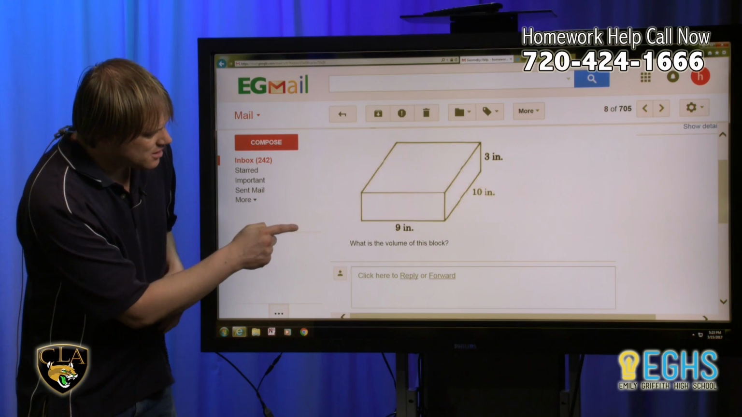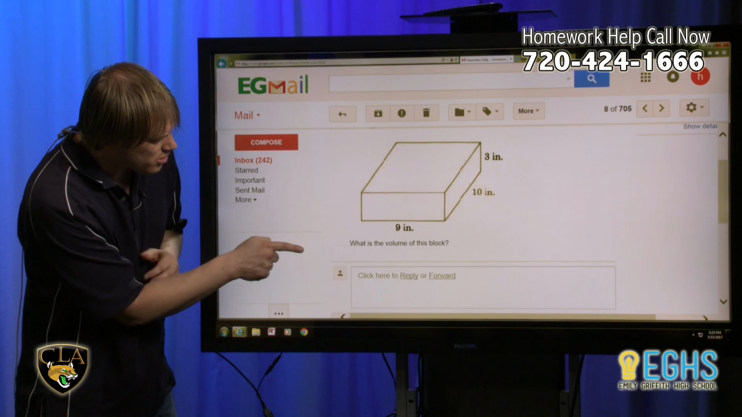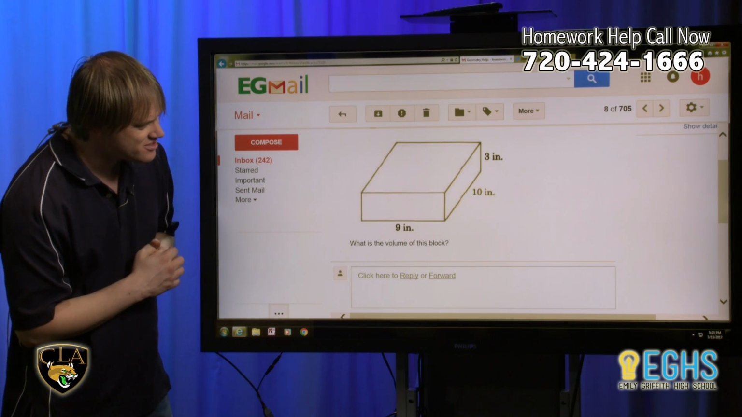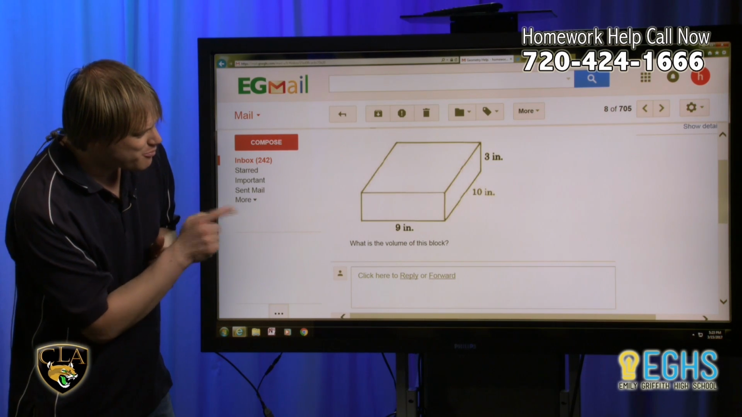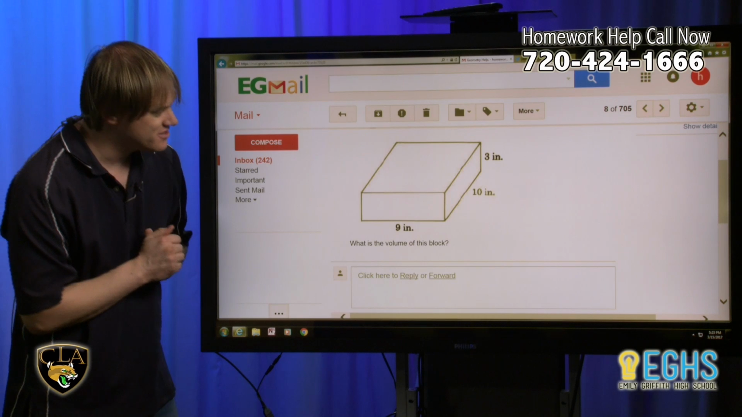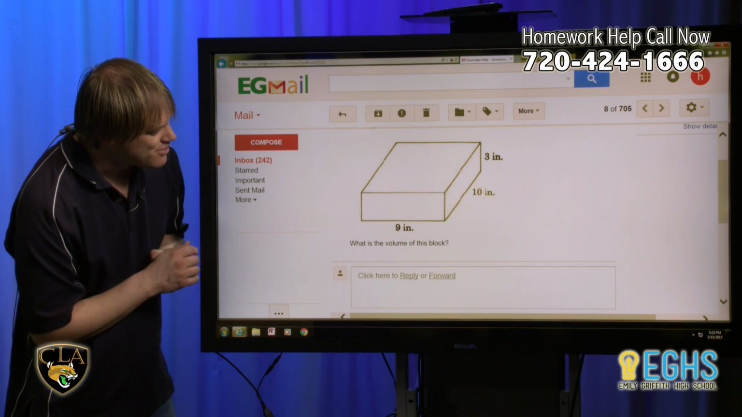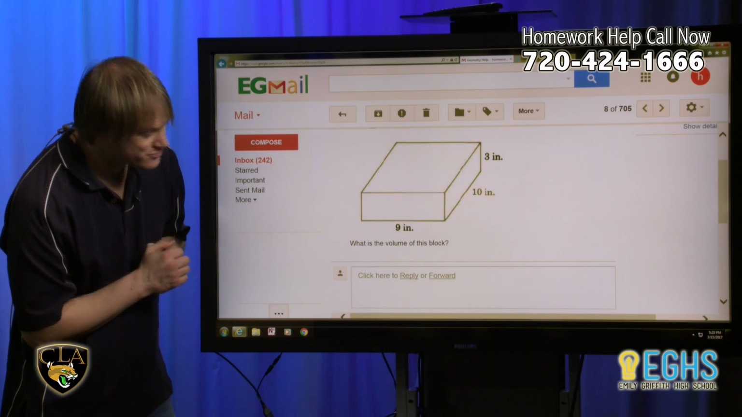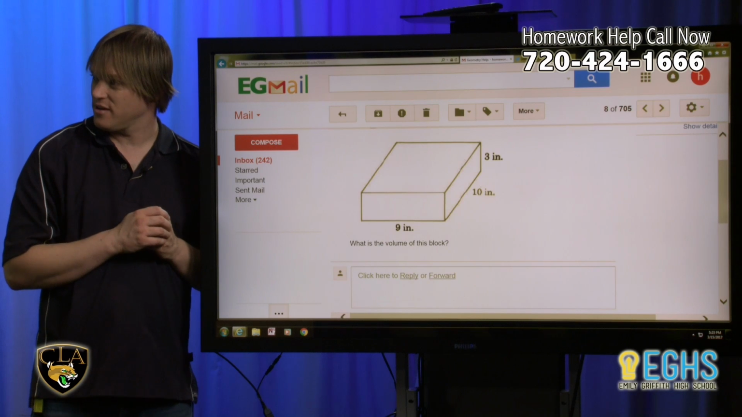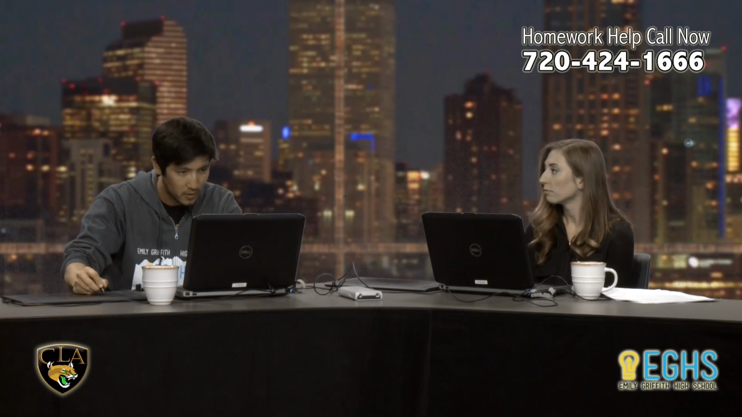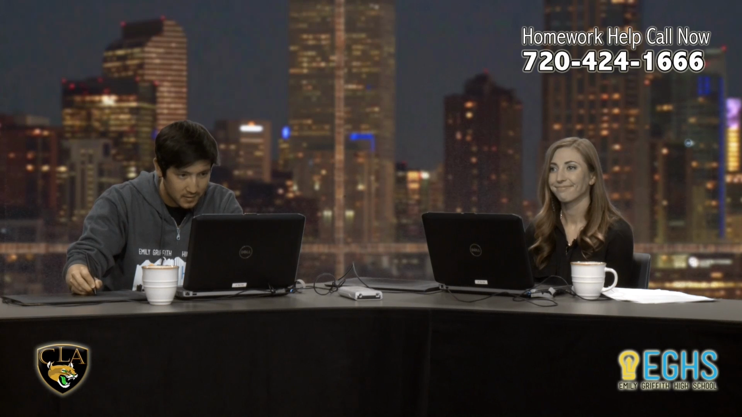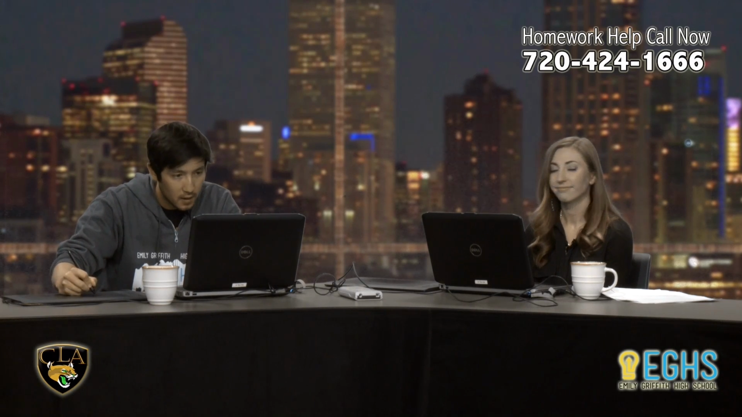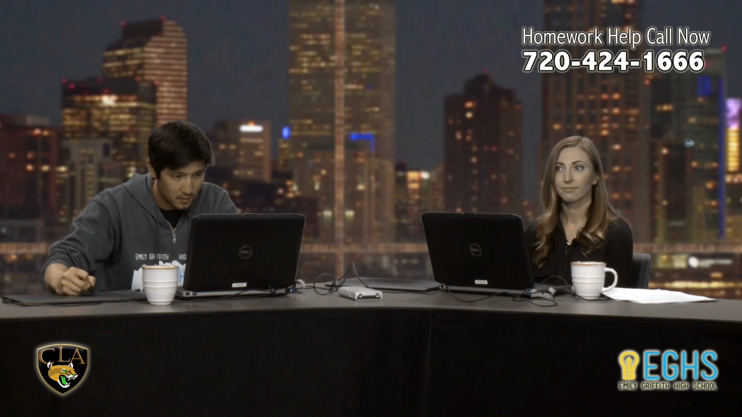Let's see. The base, or one line, is 9 inches. And then the bottom looks to be 10 inches. And then it looks to be 3 inches high. So yeah, I can calculate the volume of this. I'm just trying to sketch this really quick because I didn't get a chance to copy it yet. Let's see how this box looks.